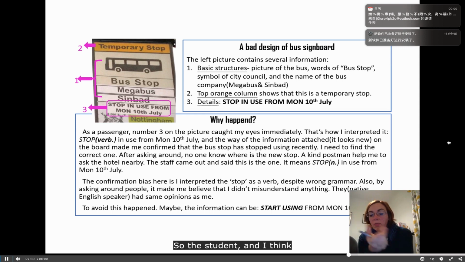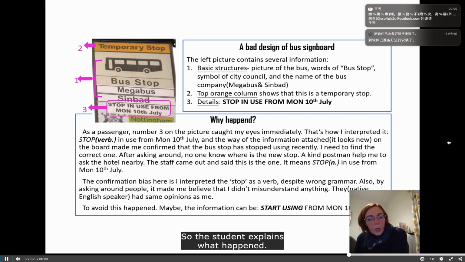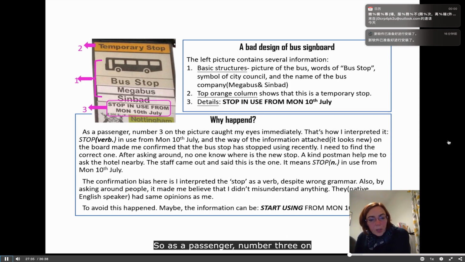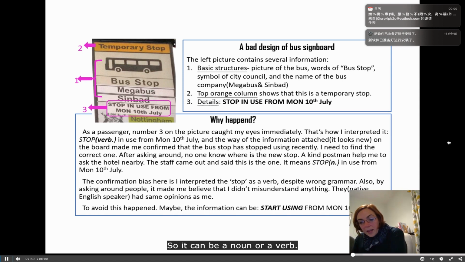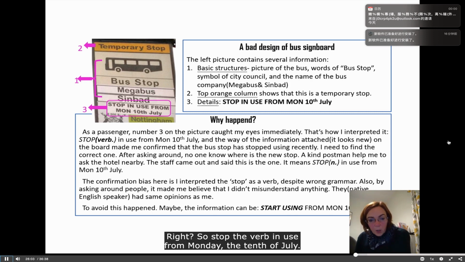So the student, and I think the students explained it really nicely here, explained what happened. As a passenger, number 3 on the picture caught their eyes immediately, and this is how they interpreted it. Stop, verb. Stop is a word in the English language, one of the many words we have that are very unhelpful. It can be a noun or a verb. A noun is obviously describing it as a bus stop, and verb means to stop, so stop doing that, right? So stop, the verb, in use from Monday the 10th of July.